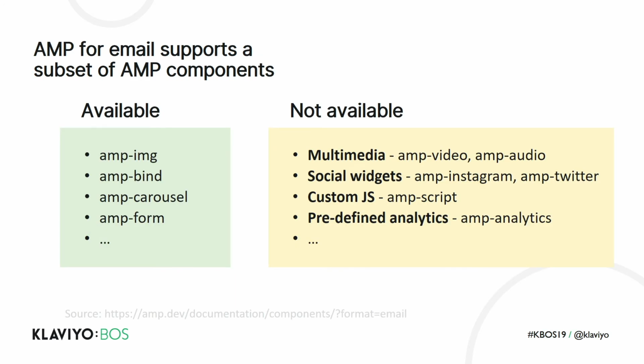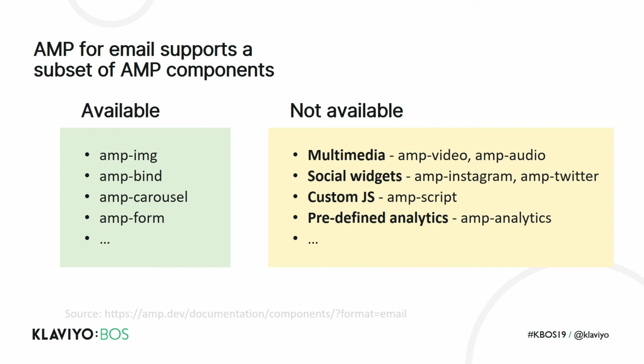Cool. So for the third point, if you've ever actually worked with AMP for websites, you might need to know that AMP for email is a subset of those components. AMP for email doesn't currently support certain components for security and complexity reasons. So for example, AMP for email does not support multimedia like AMP video and AMP audio because the email client can't actually play those files.